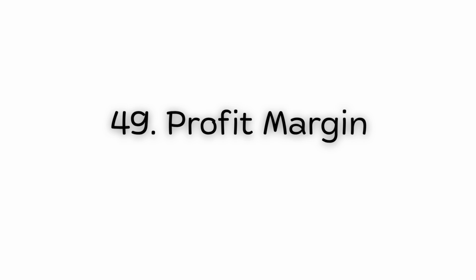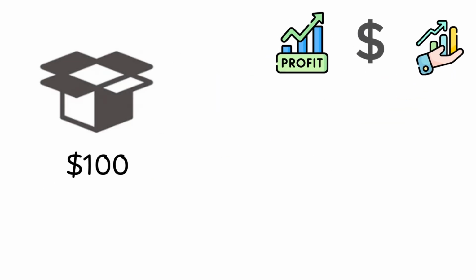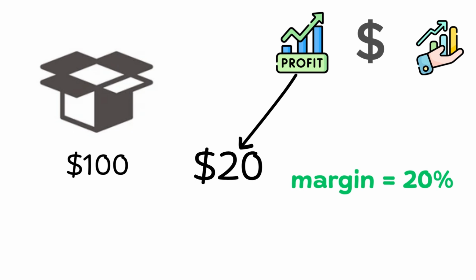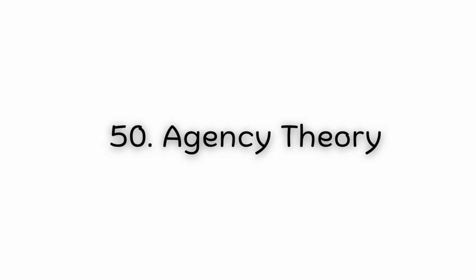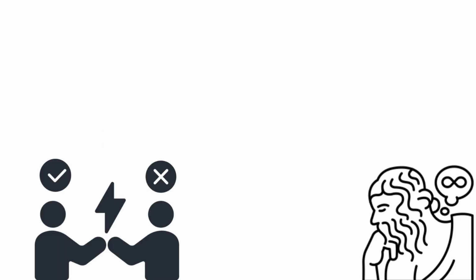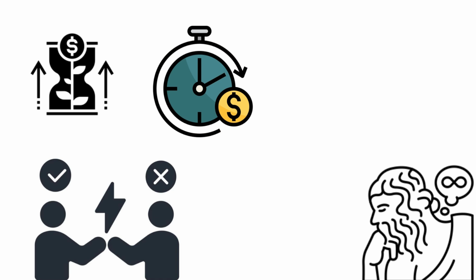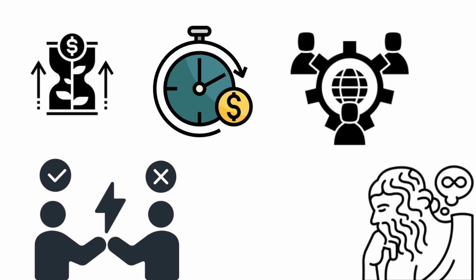49. Profit margin. How much profit you make on each dollar of sales. So if you sell a $100 product and make $20 profit, you have a 20% margin. And remember, high margins equal a strong business model. 50. Agency theory. This one's more philosophical. It's about conflicts between owners and managers. The shareholders want long-term value and managers might chase short-term bonuses. So corporate governance tries to fix that.